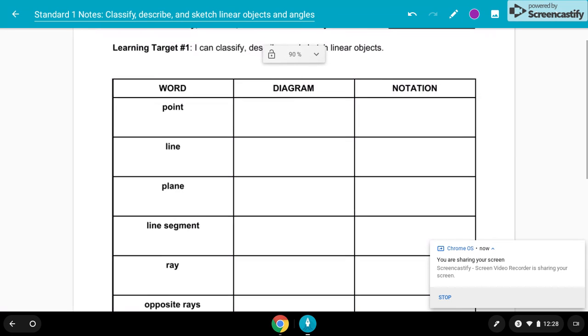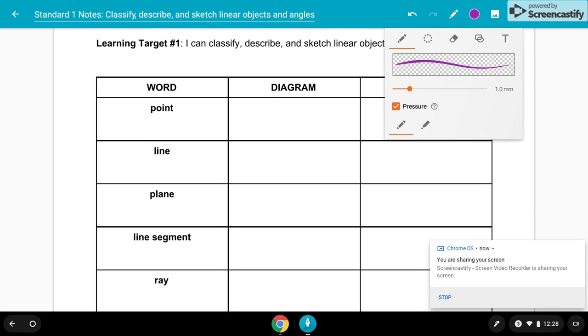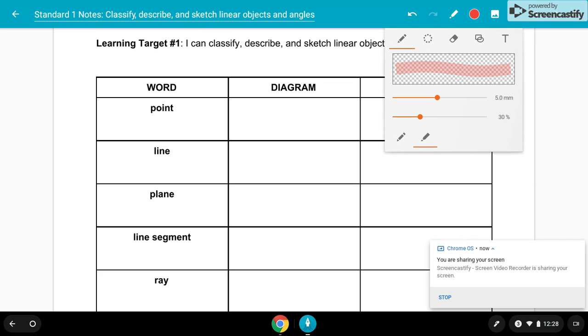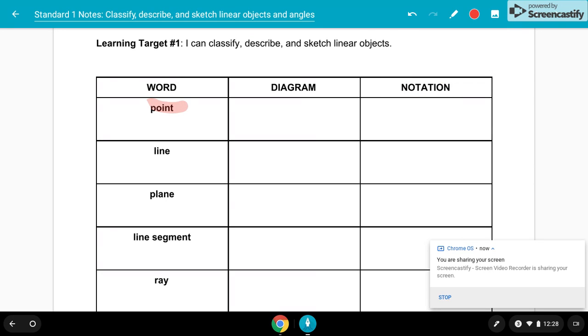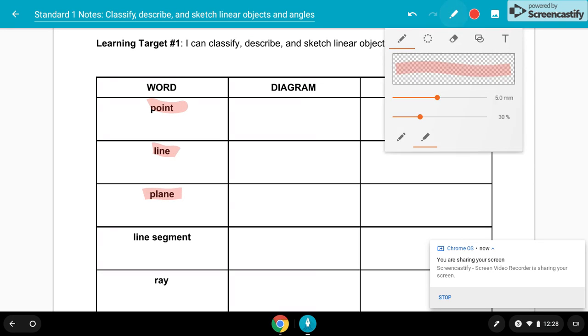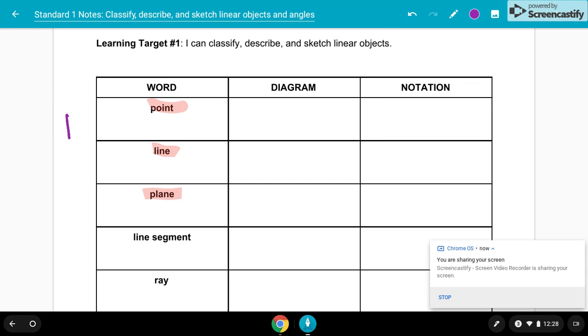The first 3 are the building blocks of geometry. So I'm going to highlight this, this, and this. Point, line, and plane are the building blocks of geometry.